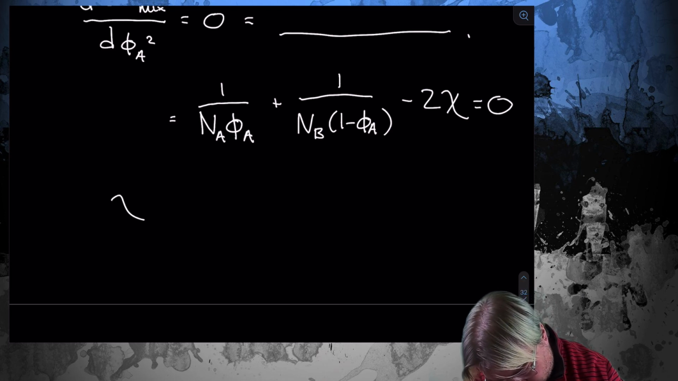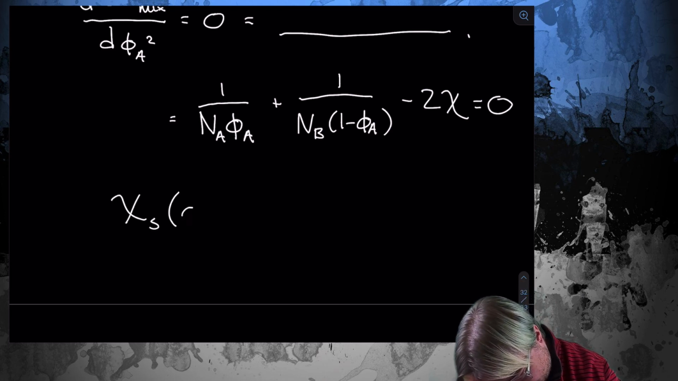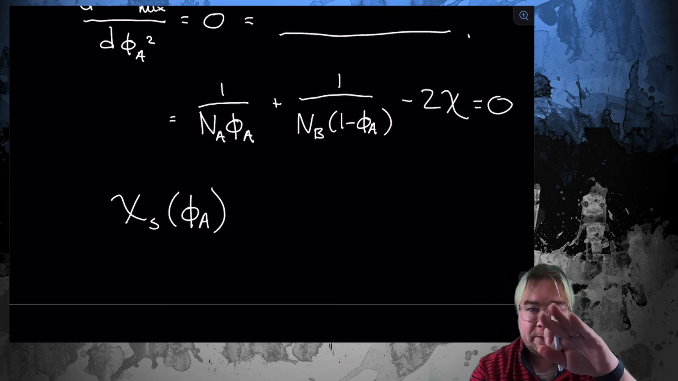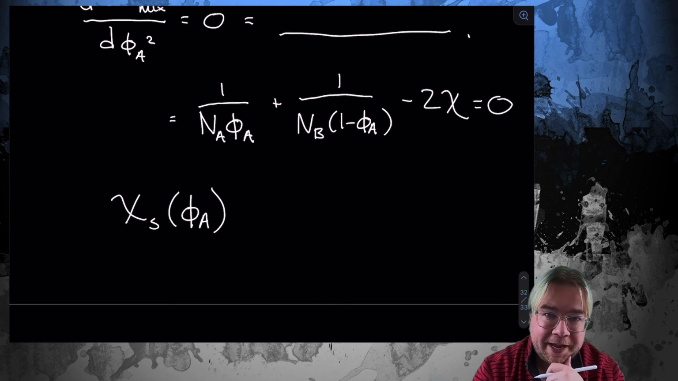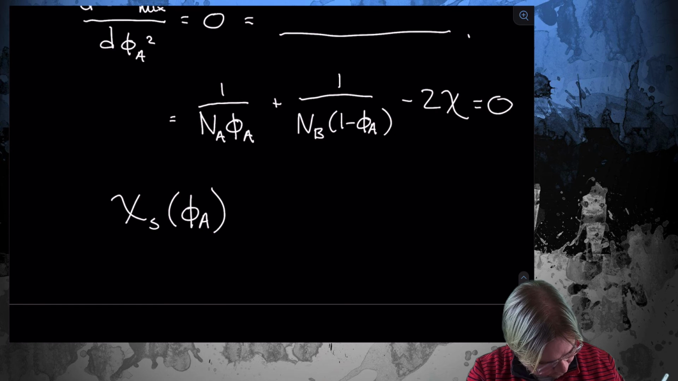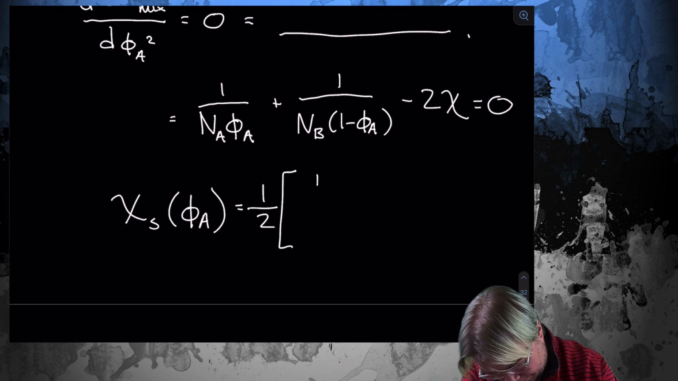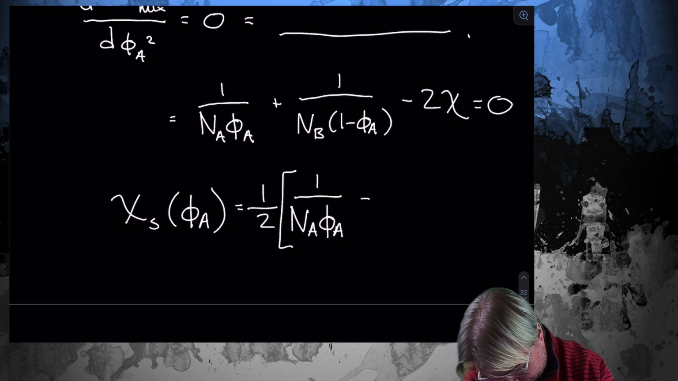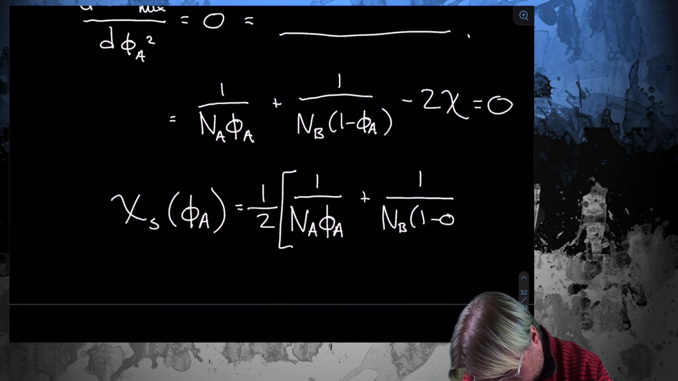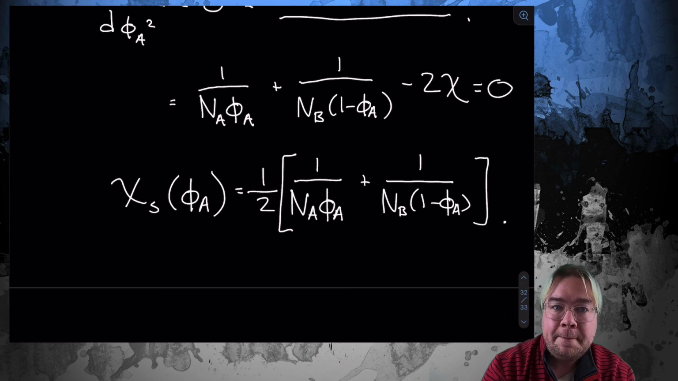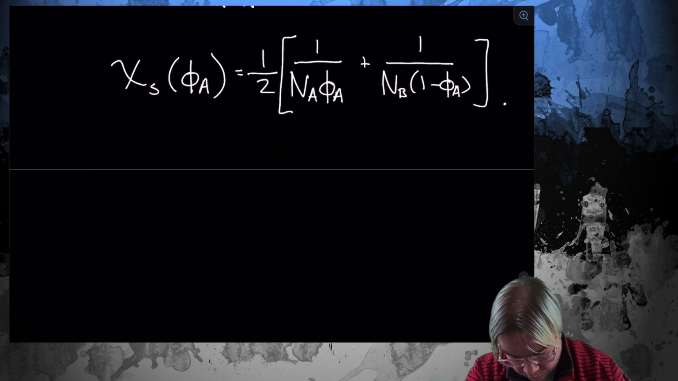Okay, so we would like to solve this for the chi parameter of the spinodal, or to plot the chi parameter at the spinodal as a function of phi A. And so just solving for that, we'll get 1/2 times everything that we have above, so 1 over NA phi A plus 1 over NB times 1 minus phi A. So that's that.